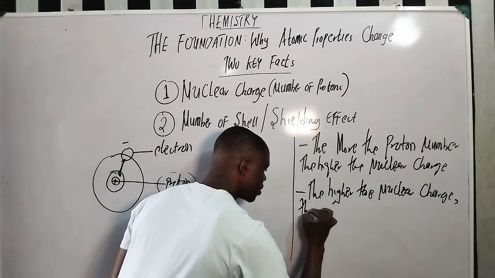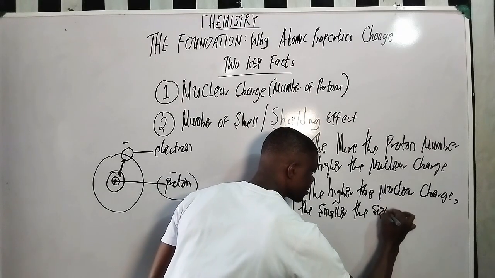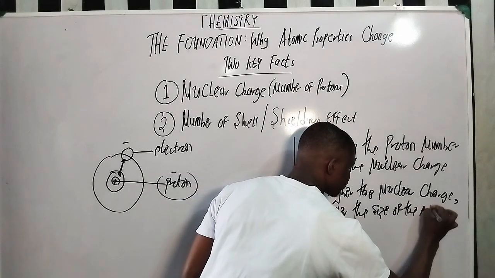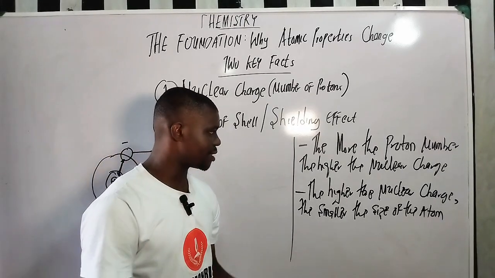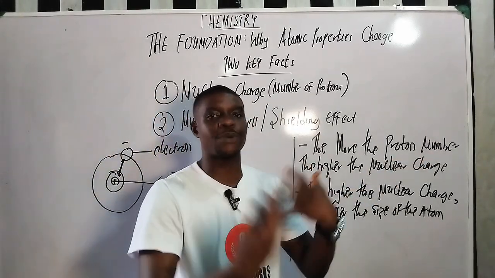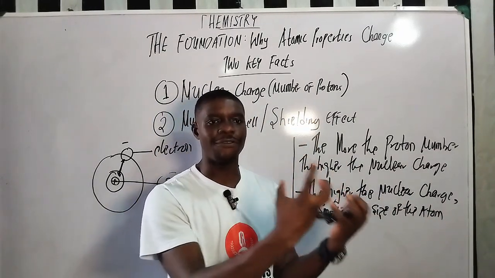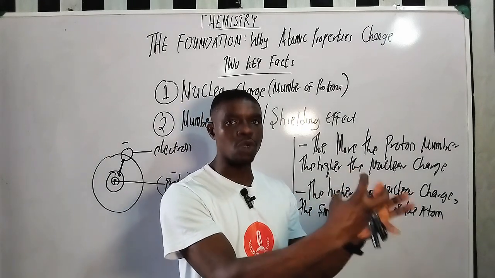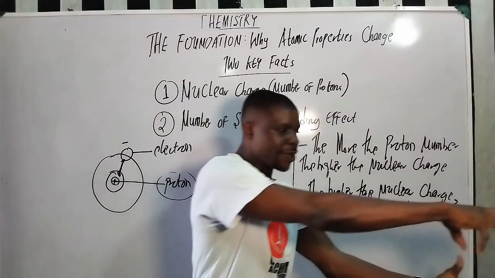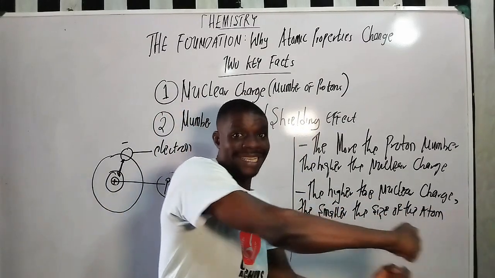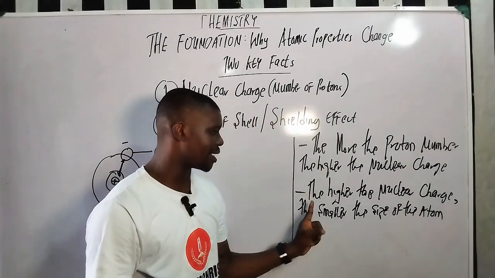The smaller the size of the atom. So please, they go hand in hand. Please take that down. They go hand in hand. As the proton number increases, the nuclear charge is higher, and I told you that the nuclear charge is the force with which the nucleus pulls the electrons in the shell to itself. So the more the pulling force, the smaller the atom. So these are the things to understand.